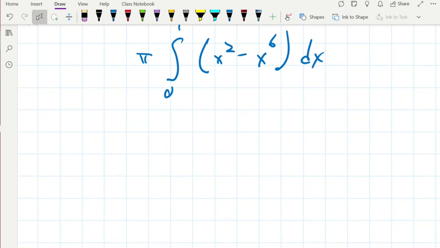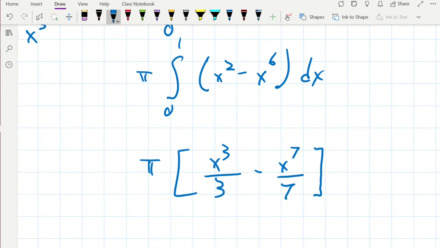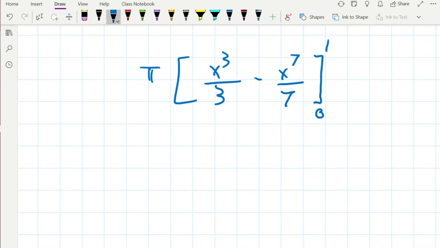Okay, and then we have to integrate. So that'll be pi times x to the third power divided by 3 minus x to the seventh power divided by 7, from 0 to 1. So that's going to be pi times 1 over 3 minus 1 over 7, one expression.